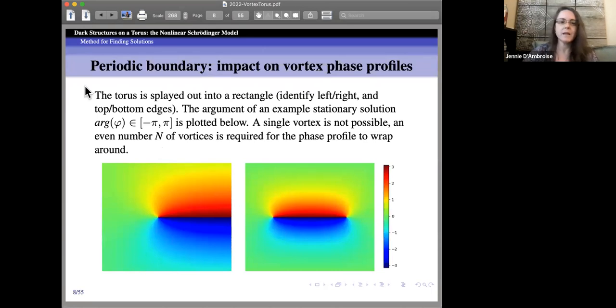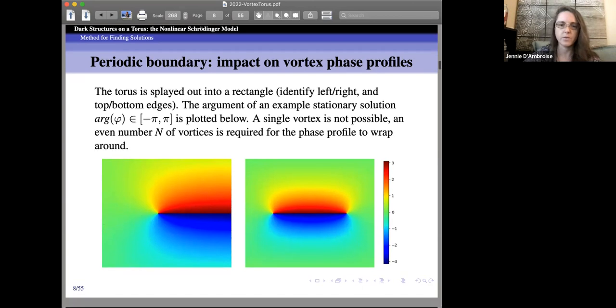So first, let's look at just the basics of if you're going to put a vortex on a torus, what kind of considerations do you have? So of course, if you have a square box and you're identifying the left and the right boundaries and the top and the bottom boundaries, what you can see from this figure is that if you had a single vortex alone, like you can see on the left side of the screen here, it's just not going to work. The left and the right boundaries will not match up, and neither will the bottom and the top. So what we'll see is that in the torus, we will need to have an even number of vortices, similar to the figure on the right, in order for the matching to work out on the left and right and the top and bottom boundaries.